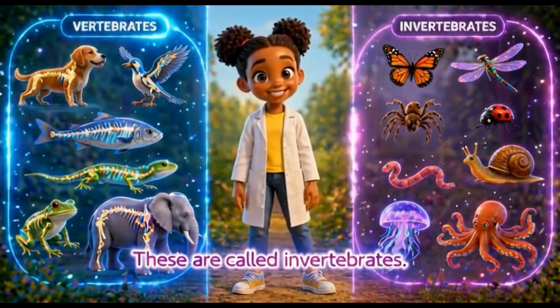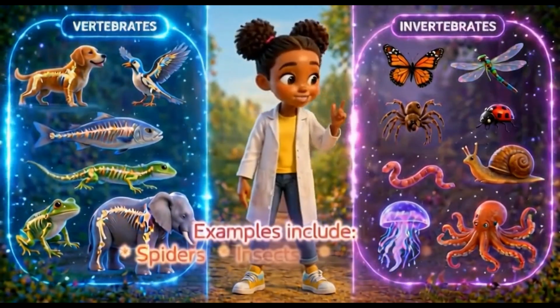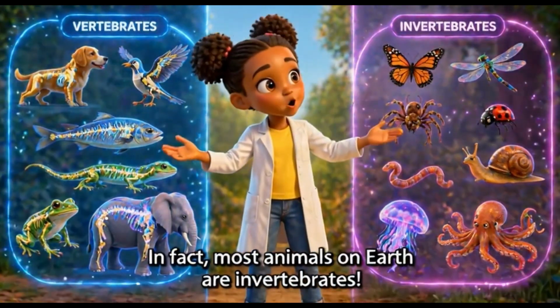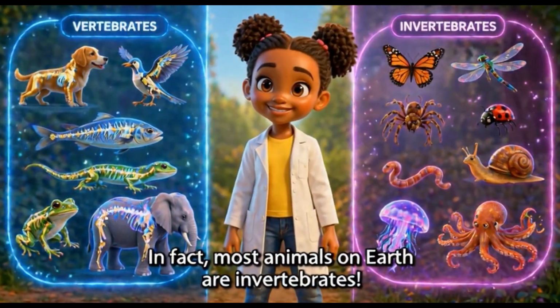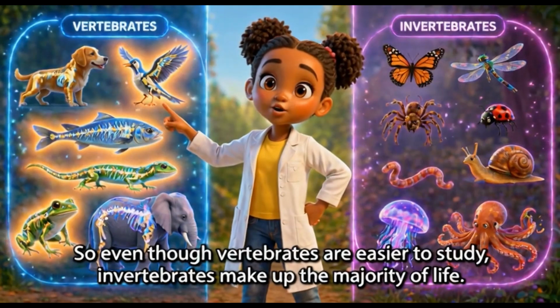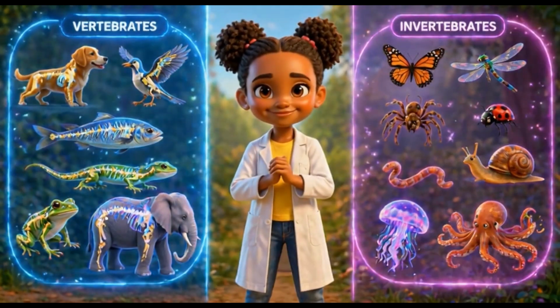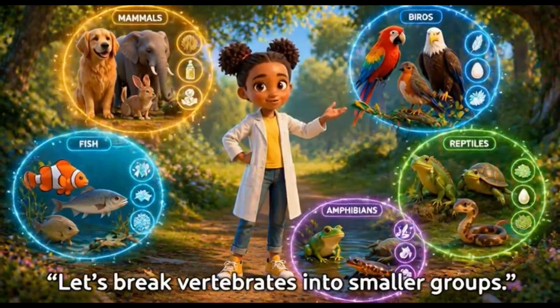Now, some animals don't have a backbone at all. These are called invertebrates. Examples include spiders, insects, worms, jellyfish. In fact, most animals on Earth are invertebrates. So even though vertebrates are easier to study, invertebrates make up the majority of life. Let's break vertebrates into smaller groups.